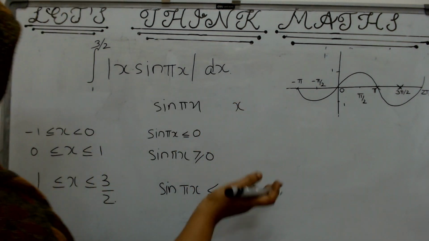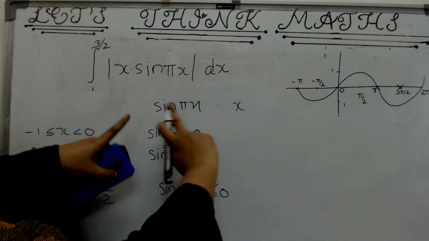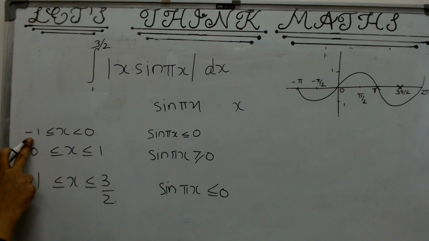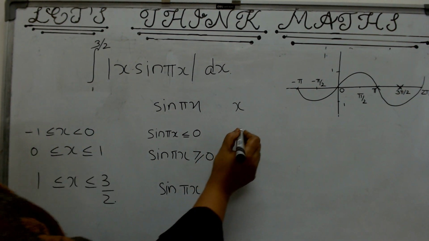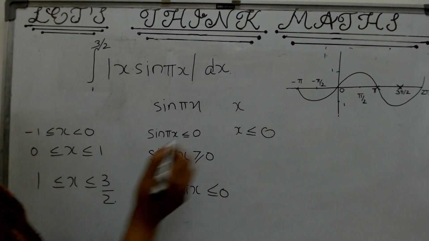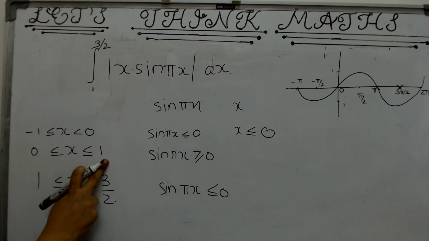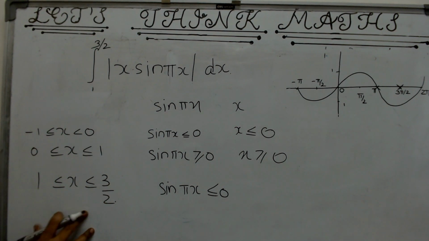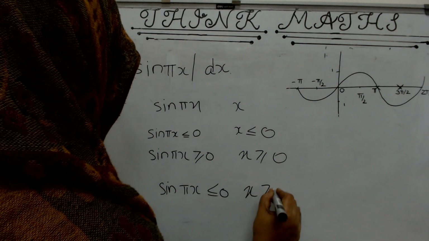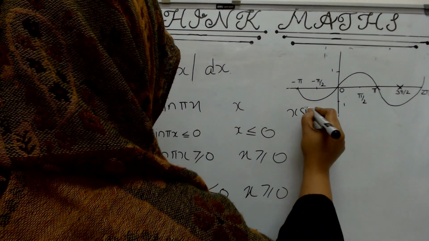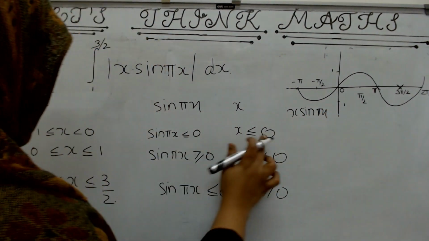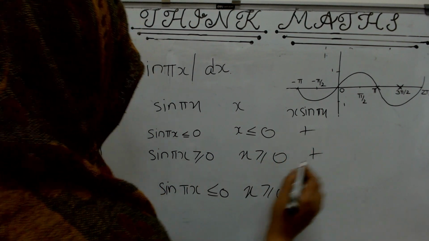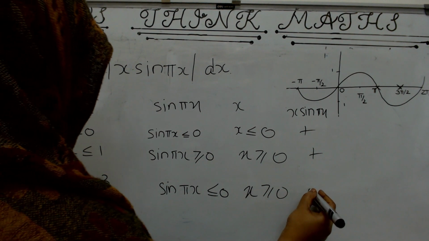But then what you have is the product of x and sine pi x. So we have to see how x behaves and then we have to see how their product behaves. So where does x lie? It lies between -1 and 0, which means x is negative. Here x lies between 0 and 1, which means x is positive. Here x lies between 1 and 3 by 2, which means x is positive. That means x sine pi x, their product: negative and negative, positive. Positive and positive, positive. Negative and positive is negative.